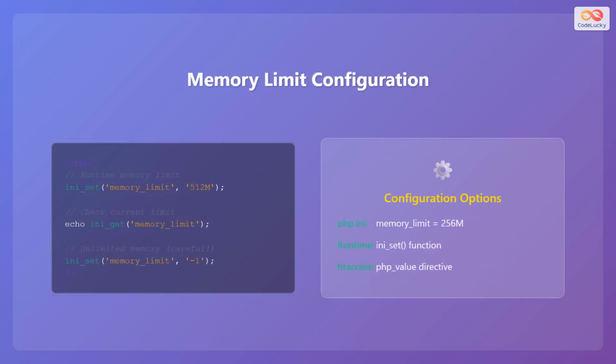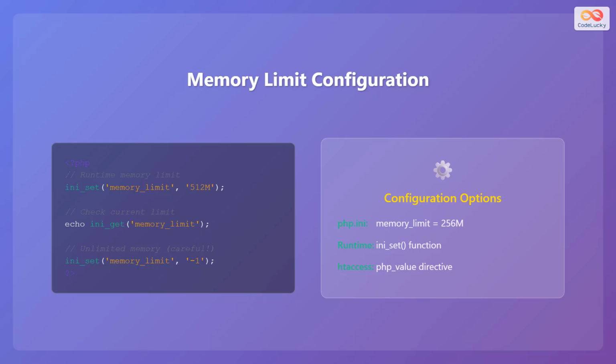PHP offers different ways to configure the memory limit. You can set a runtime memory limit using the ini_set function. For example, to set the limit to 512 megabytes, you would use ini_set, memory_limit, 512M. You can retrieve the current memory limit using the ini_get function. It's also possible to set the memory limit to unlimited by using ini_set, memory_limit, -1, although this should be done with extreme caution, as it could lead to memory exhaustion.